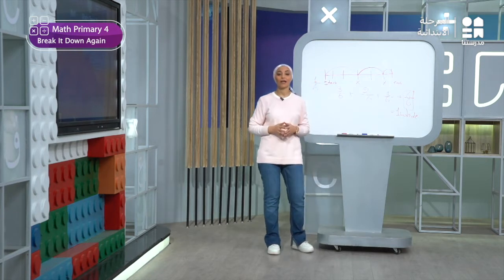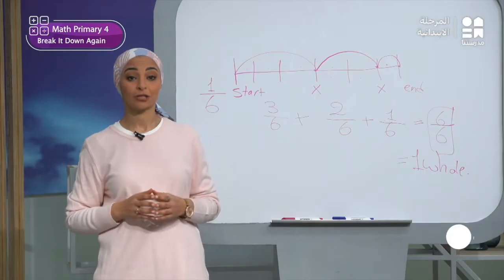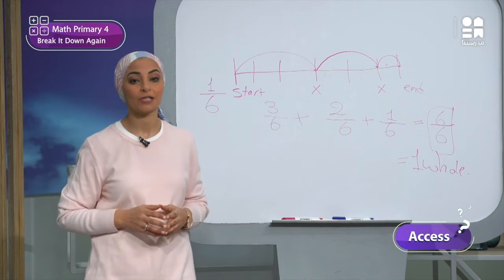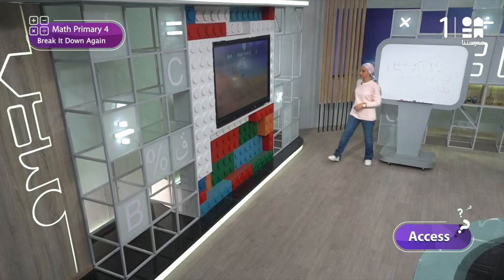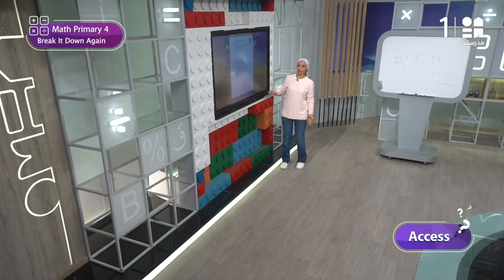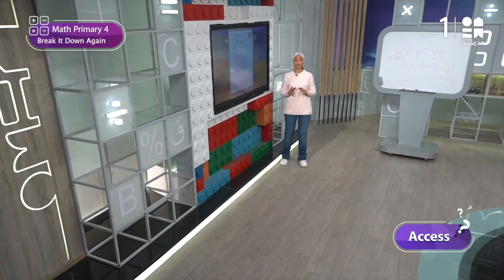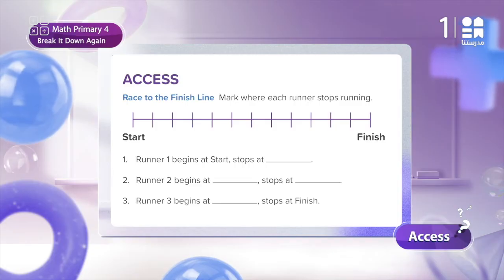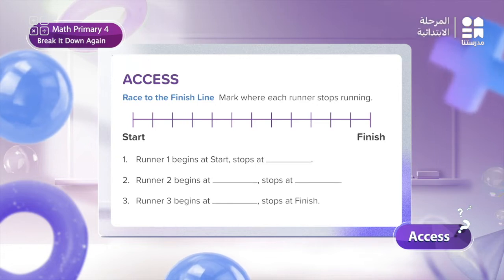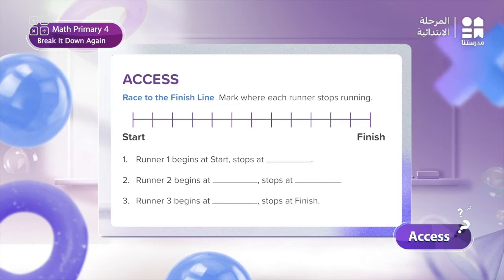And in the same way, you can do the race to the finish line activity under Access page 9. Let's see it all together. Now here in page 9, the first thing to do is to determine the number of parts in the line we have and the fraction that represents each part. Now let's count the parts all together.